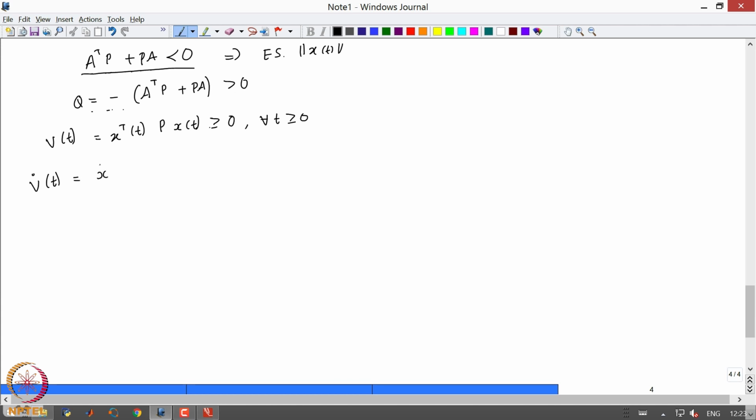Now I take the time derivative along the system trajectories. So I am computing x dot transpose t P x plus x transpose t P x dot of t. Okay. Now what is x dot? x dot is always A x. So what I get here is x transpose (A transpose P plus P A) x. What is this? Minus x transpose Q x, and this is less than or equal to 0. Okay. So this is what I have now.